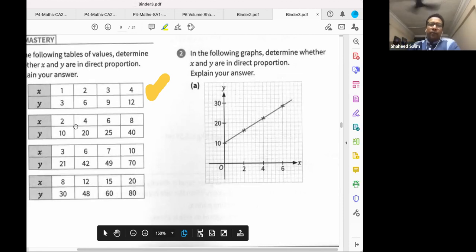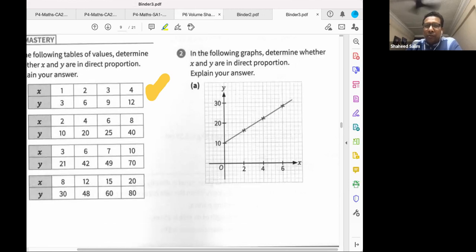So the answer is correct for both of them. What about the two boys?